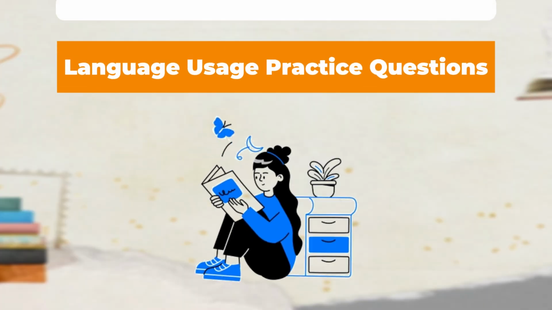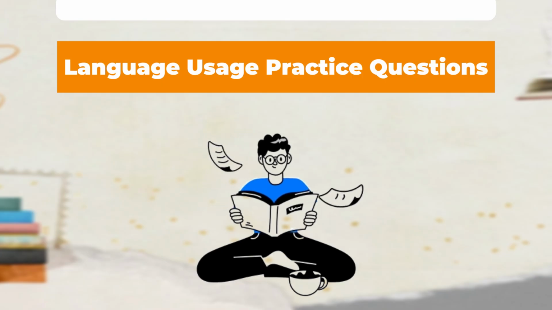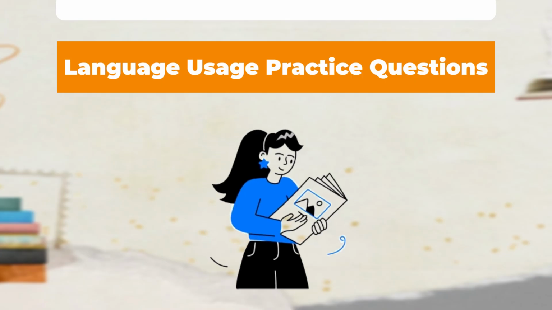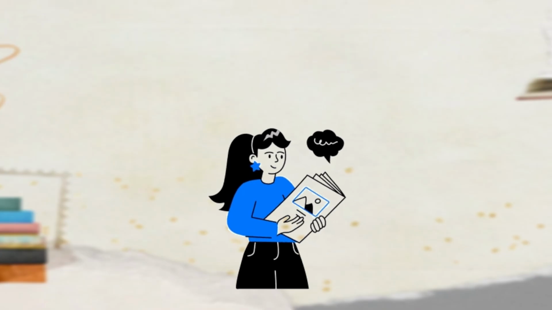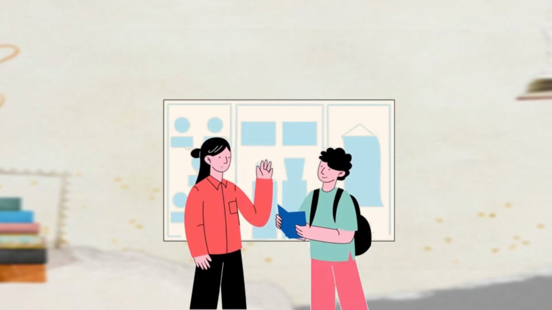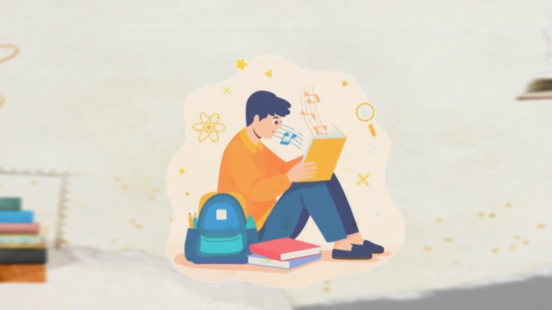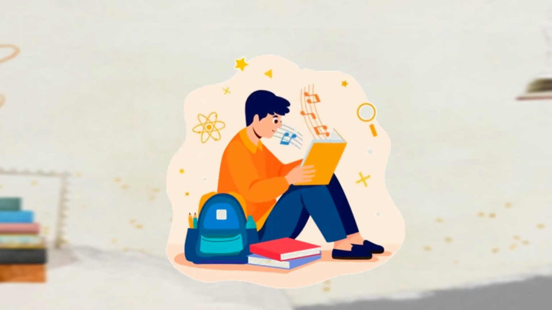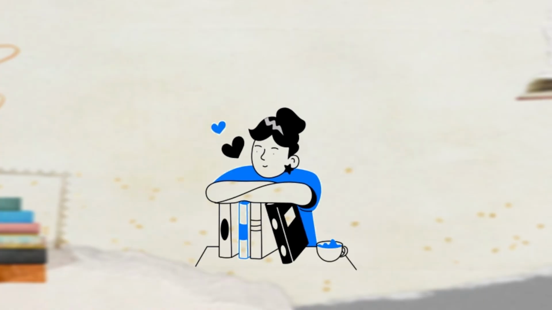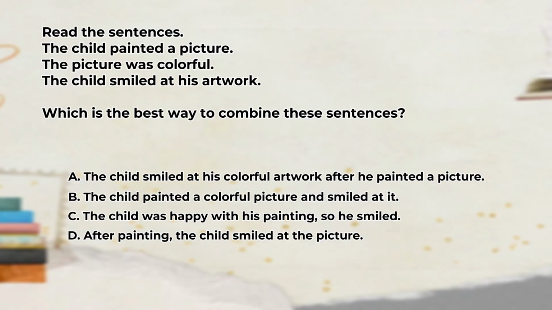Now, let's continue with language usage. The language usage section focuses on grammar, spelling, punctuation, sentence structure, and writing skills. In third grade, students need to combine sentences, choose the best wording, correct grammar, identify proper spelling, and more. Let's try the first question.